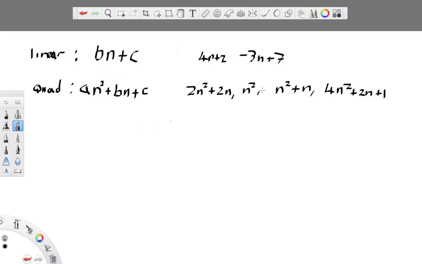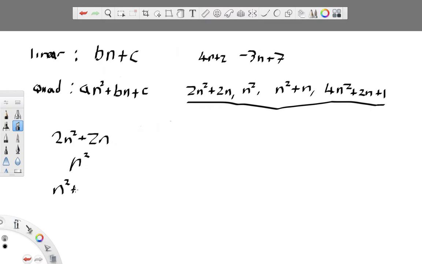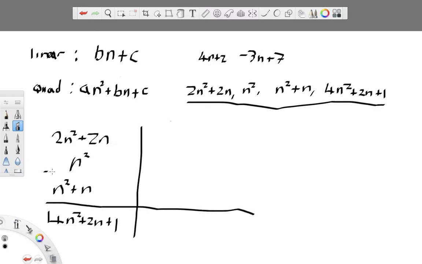So for each of these examples that I've just written out across here, I'm going to work out the first few terms just to show you how we do that. So I'm going to set up a little table. So 2n squared plus 2n. We've got n squared. Then we've got n squared plus n. And then our last one was 4n squared plus 2n plus 1. So I'm just going to work out the first three terms just to show you how we do this. Just draw out a little table.